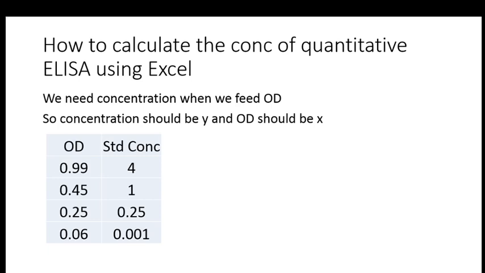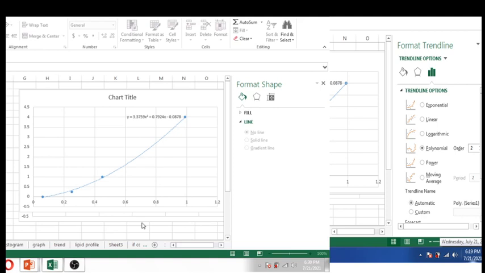So when we want to calculate the concentration of a quantitative ELISA in Excel, we want the concentration. So it makes sense that we plot the concentration in the second column, which will be the y column, and we plot the OD in the first column, which is the x column. So we have the ODs over here and we have the concentration of the standards over here. Based on this, we can select the data and draw an XY scatter.